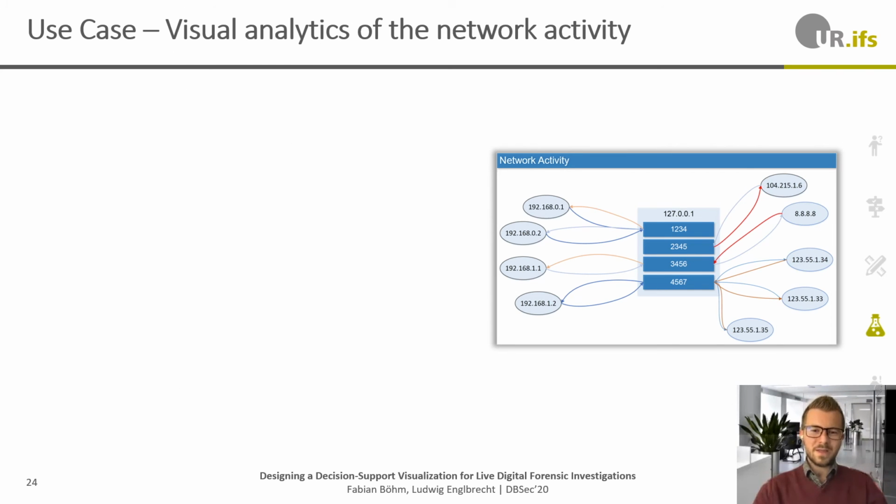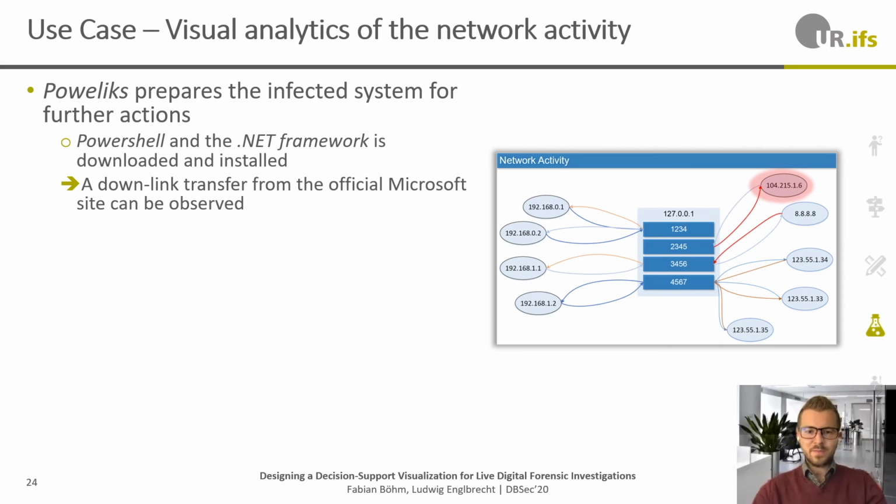Now we apply our approach on an affected system by analyzing the network activity. First, Poweliks prepares the infected system for further actions. It checks if PowerShell and all needed .NET frameworks are present. If not, they are downloaded from the official Microsoft website and installed. On the figure at the right-hand side, we can see this with a communication to Microsoft.